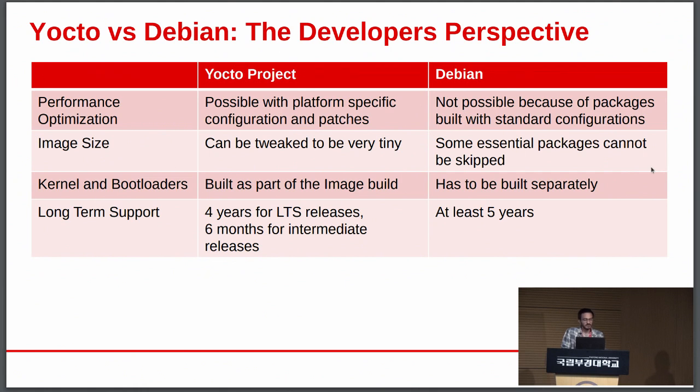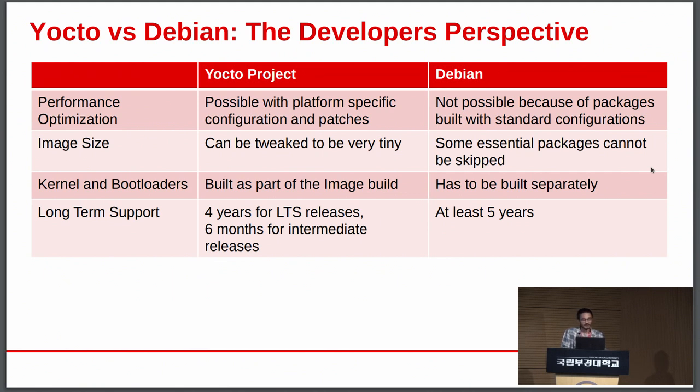And coming to the image size, in embedded we want to be as minimal as possible because of storage disk restrictions and such. Yocto can be tweaked to be very tiny, ignoring the fact that it will boot or will not boot. You can reduce the number of packages installed in the file system to a very great extent. But Debian essential packages are always required, and you can't really skip those if you want to boot.